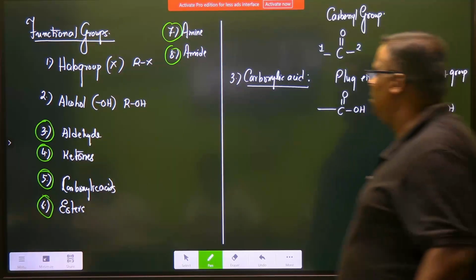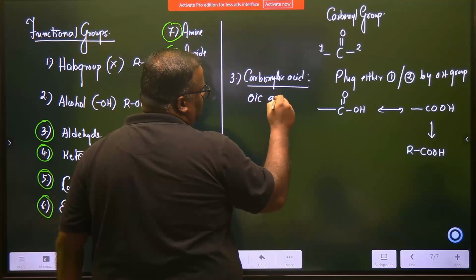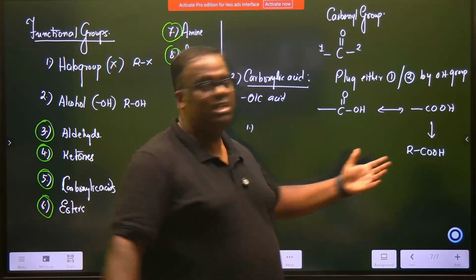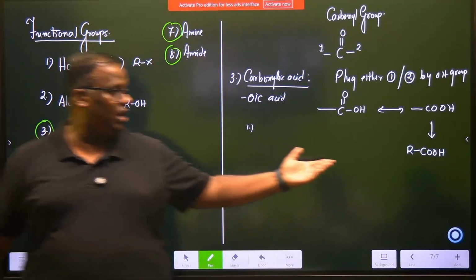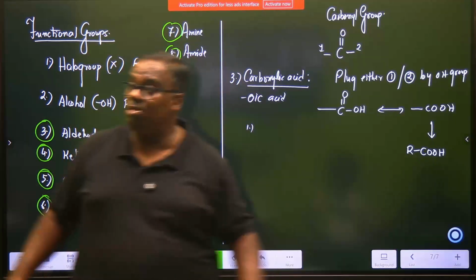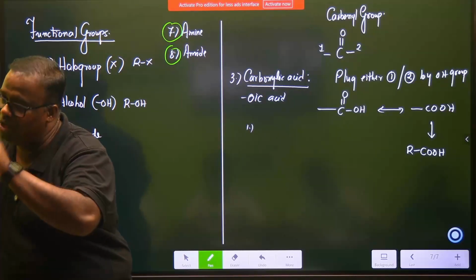These compounds are called carboxylic acids, and their names will end with oic acid. So let's look at the first member. The first member is very stylish because already you are getting 1 carbon. 1 carbon is coming along with the group itself, and the first member can have only 1 carbon atom.